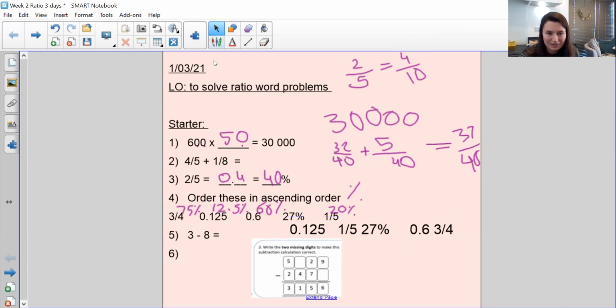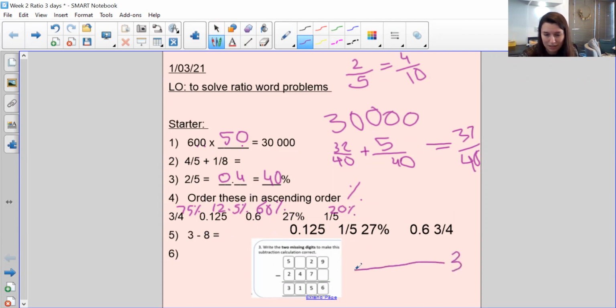Okay, a little bit of negative numbers now, 3 minus 8. So I'm hoping if you found that tricky that you went to your number line. I would take away anything to get to 0. And then I've taken away 3, but I was meant to take away 8. So what's left? 5 more, which lands me on minus 5.